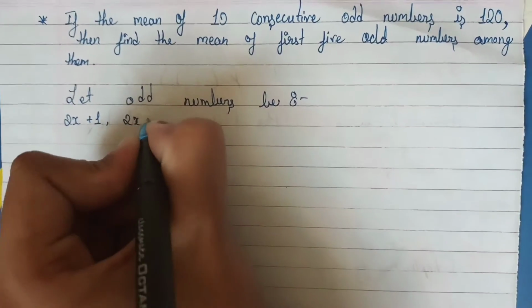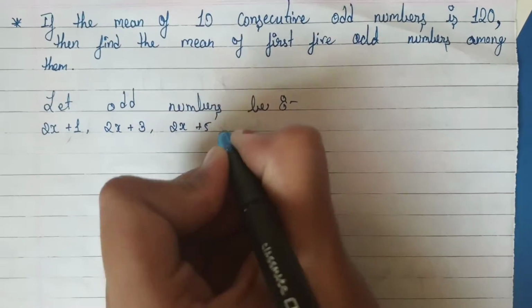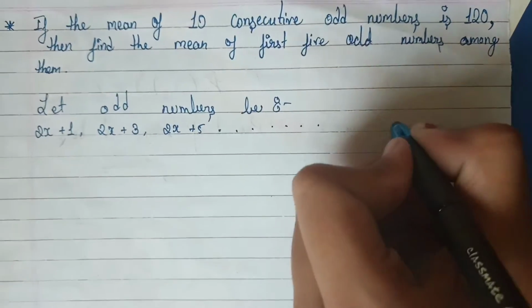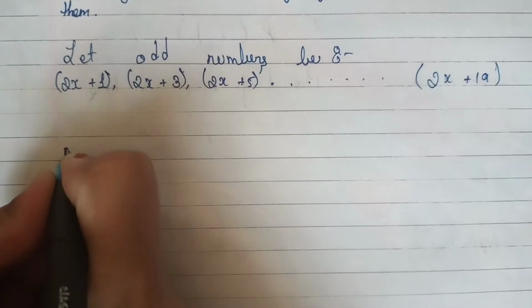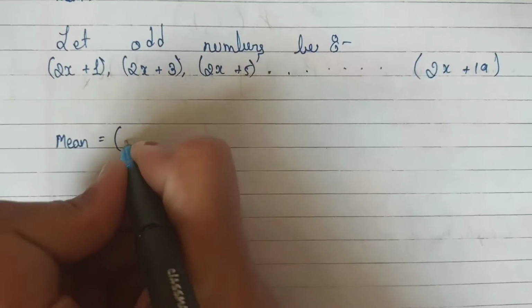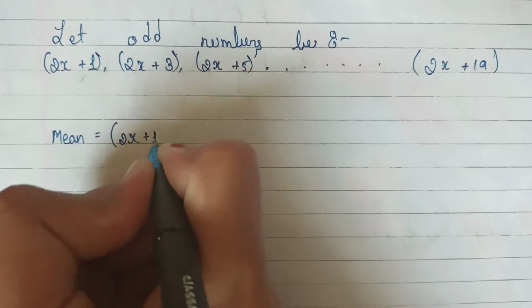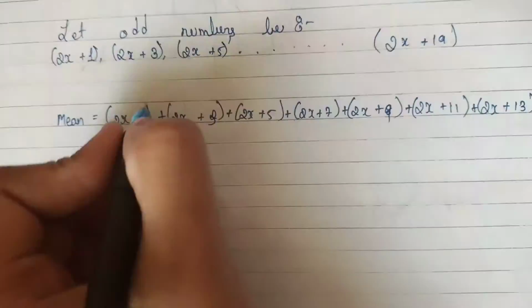Let the 10 odd numbers be 2x plus 1, 2x plus 3, 2x plus 5, and so on till 2x plus 19. As we know, mean is the sum of all frequencies divided by the total number of frequencies. So let us add all the odd numbers and divide it by 10.